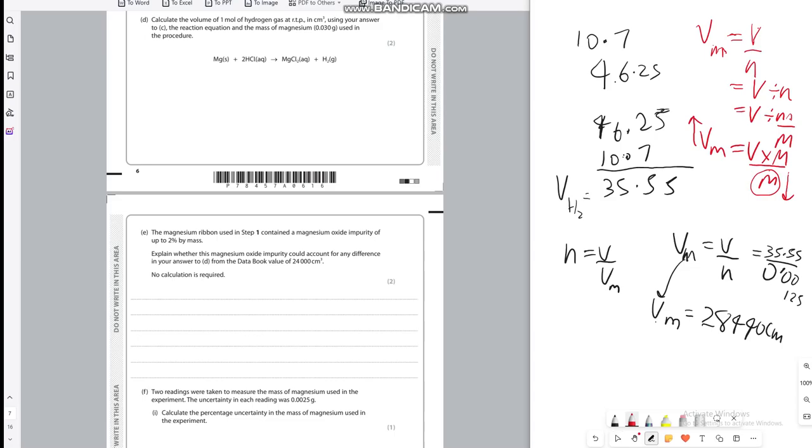The molar volume we get is higher than it should be. So it was 24,000, but we got 28,440. We got it higher because the actual mass of the magnesium was lower than the amount we thought.